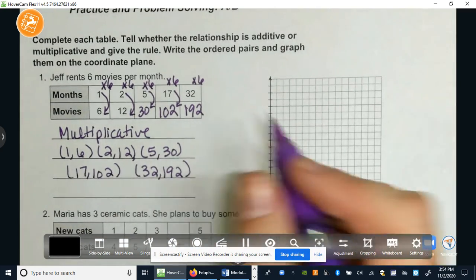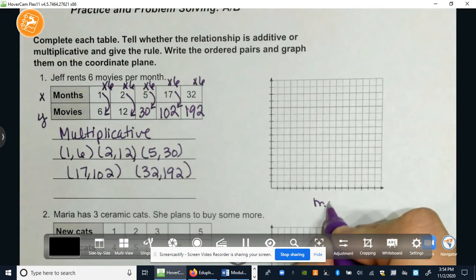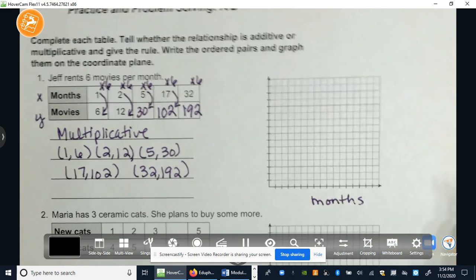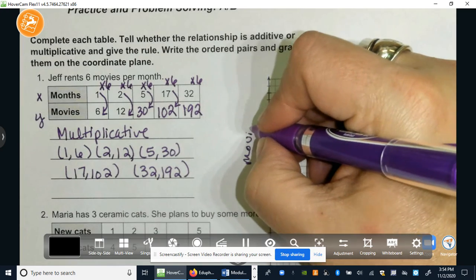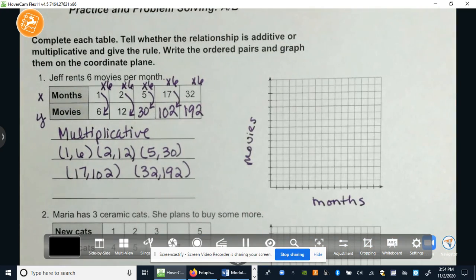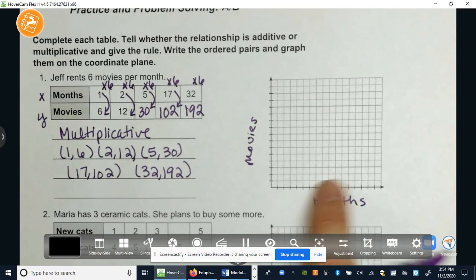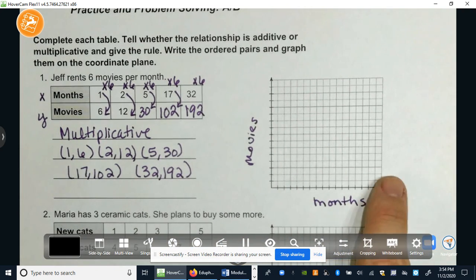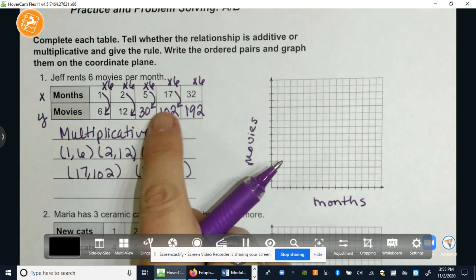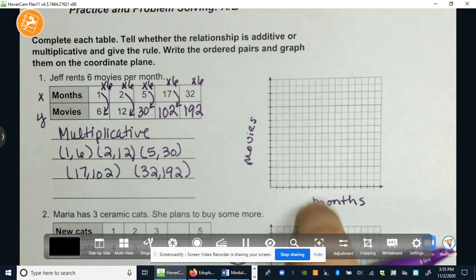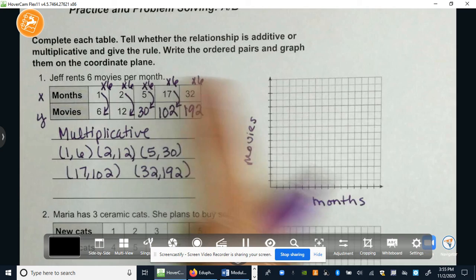Okay, when we graph, my months is x, my movies is y. So months is going to go down here, and movies is going to be on the y-axis. Now, I don't need to go all the way to 32. As long as I have 2 dots on a graph, I can make a straight line. So there are some I will not need. I don't need 17. I don't need 32. But I could do 2 and 1 and 5.